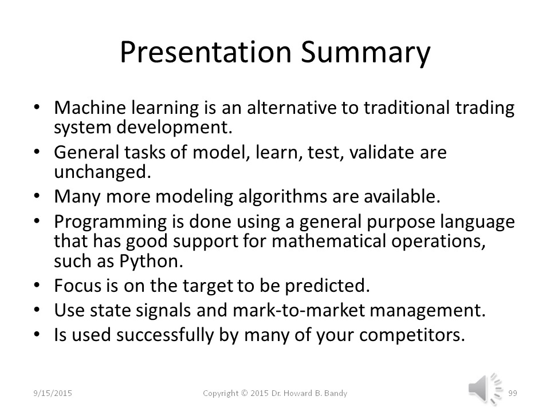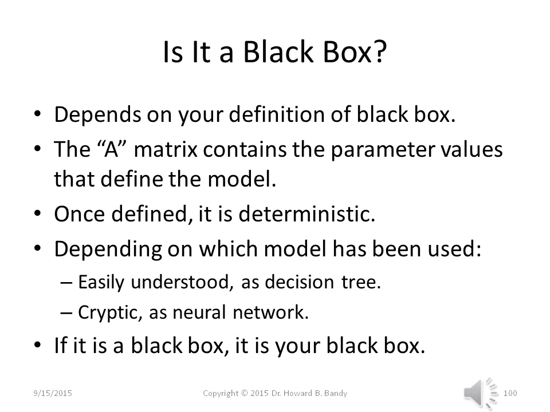Machine learning is used successfully by many of your competitors. The question I regularly get is, is this a black box? And that depends on your definition of black box to begin with. The A matrix contains the parameter values that define the model. Once it's defined, it's deterministic. And it depends on which model has been used whether the A matrix is easily understood, as it would be with a decision tree, or whether it's cryptic, as with a neural network. In any event, if you do consider it to be a black box, it's your black box.